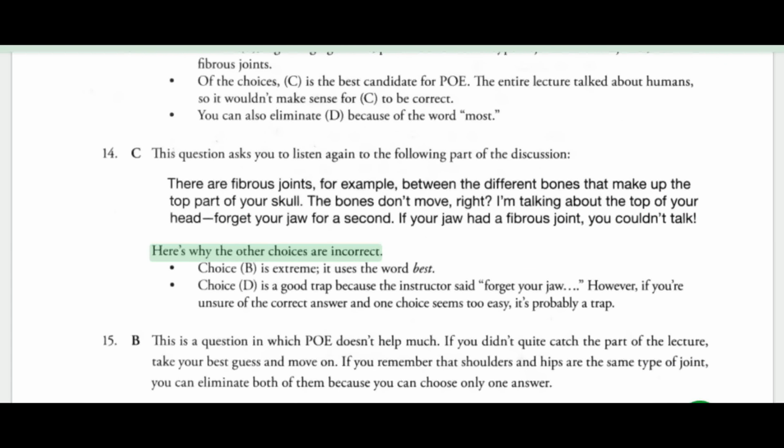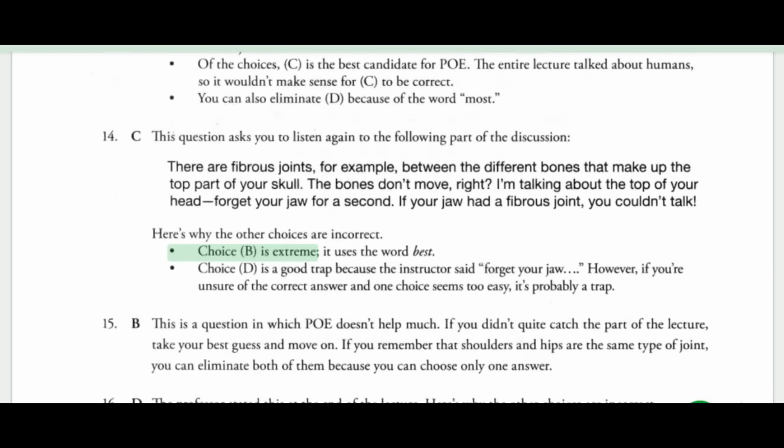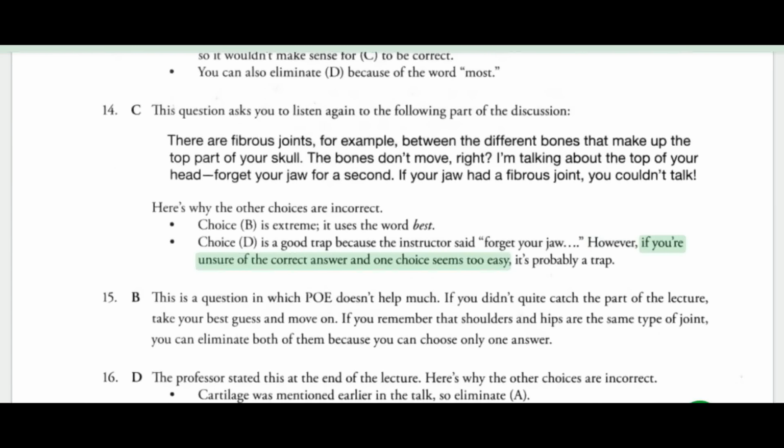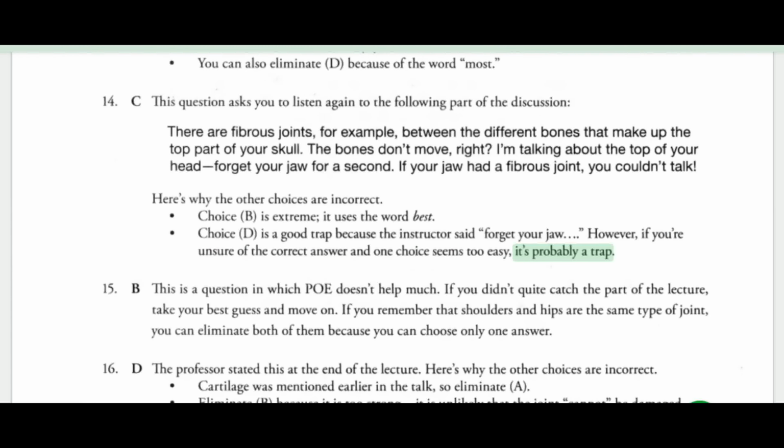Here's why the other choices are incorrect. Choice B is extreme. It uses the word best. Choice D is a good trap because the instructor said, forget your jaw. However, if you're unsure of the correct answer and one choice seems too easy, it's probably a trap.